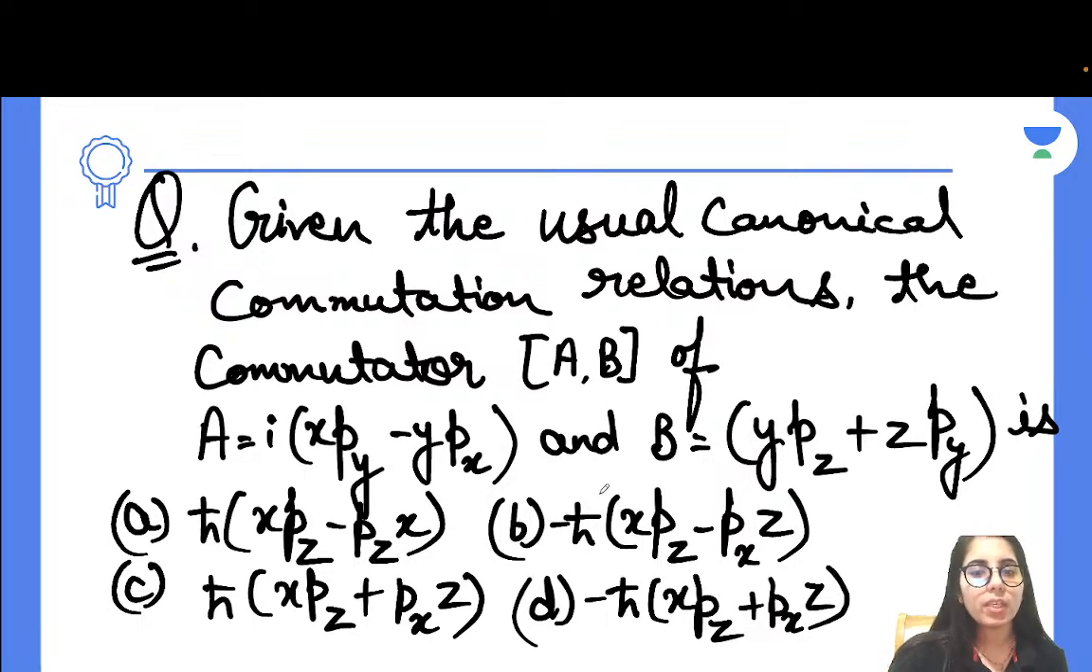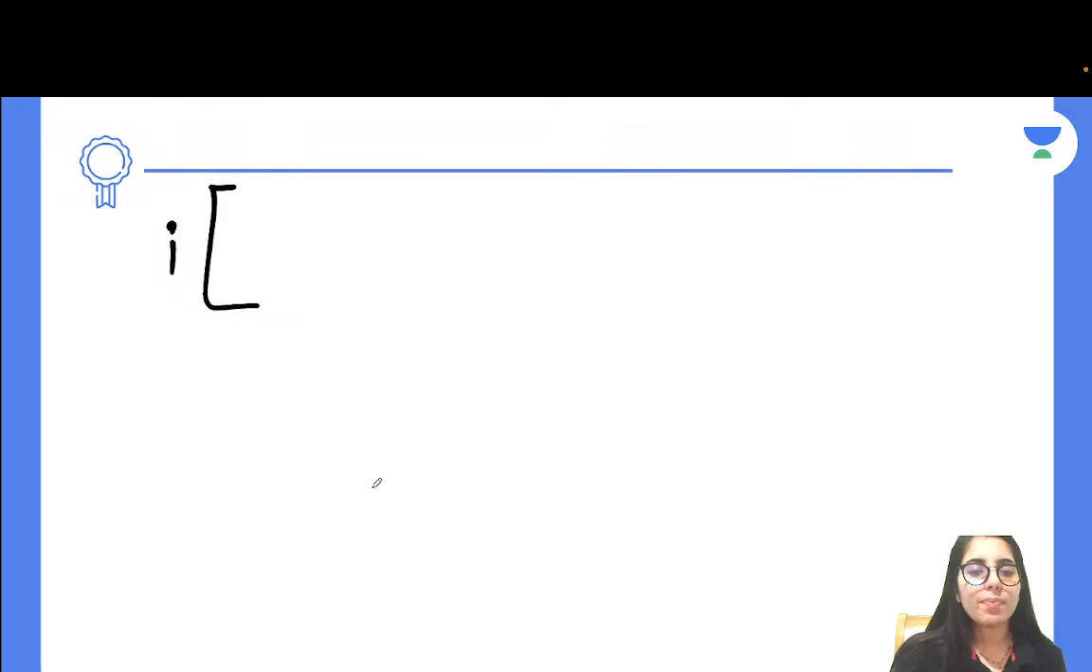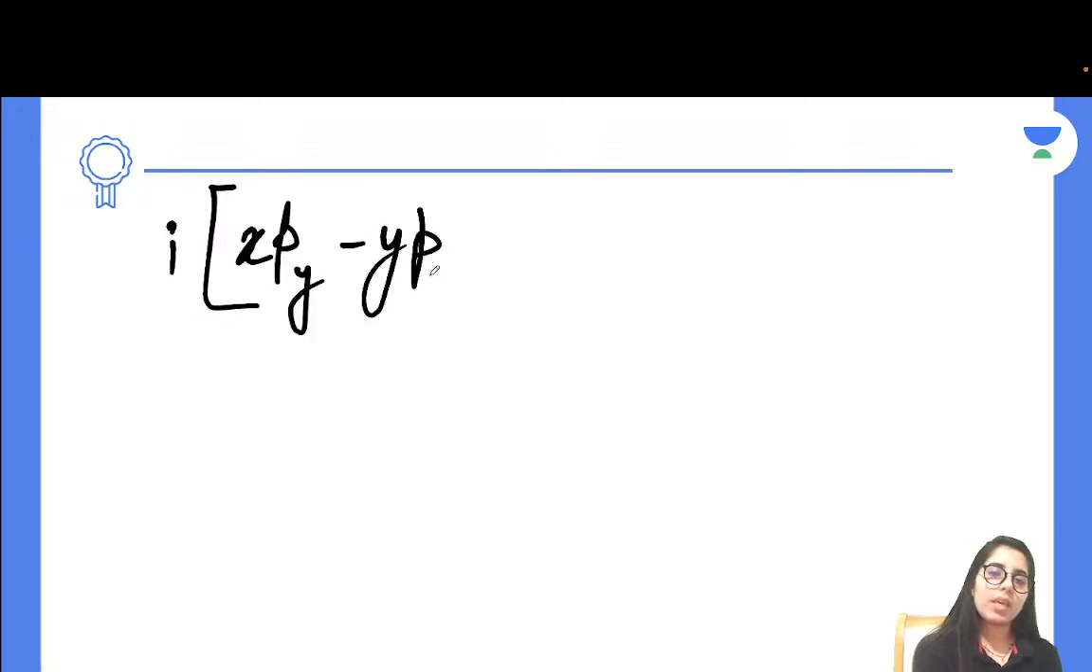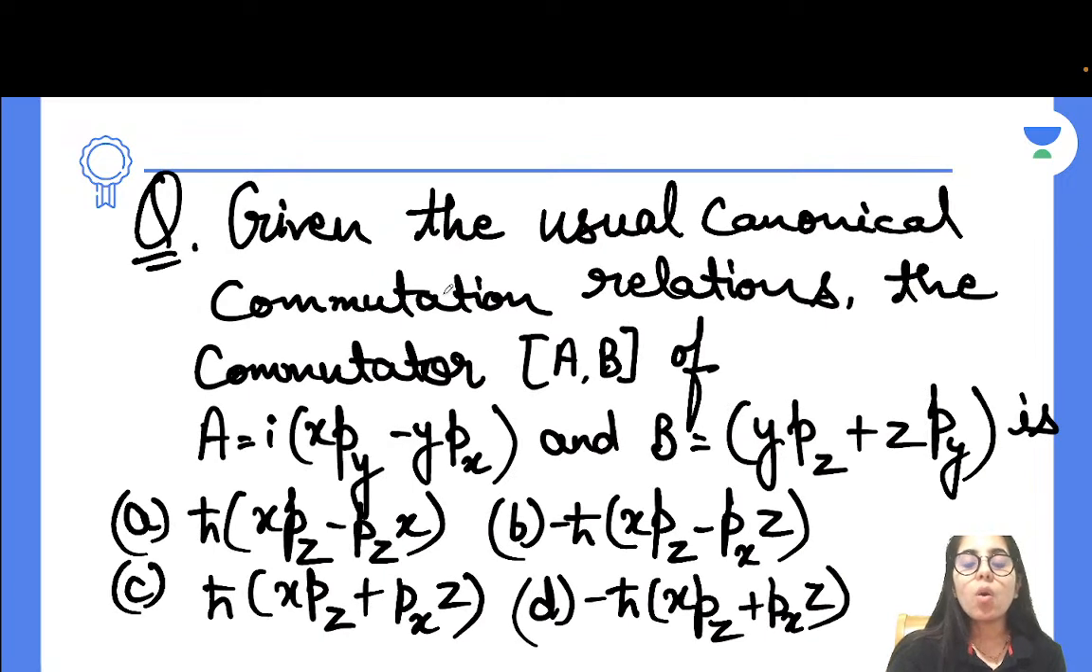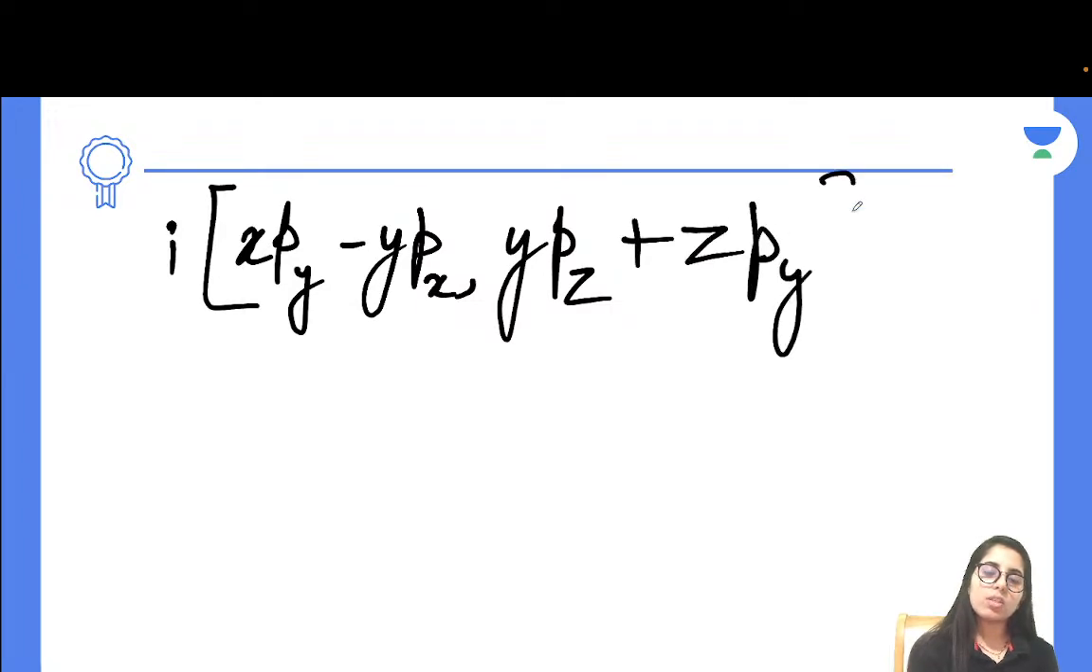Now, I'm going to tell you the approach I would like you to work on, which will make it quite easy for you. So, iota somewhere outside because it's common for the first term: (xpy minus ypx), (xpy minus ypx), comma, what next? (ypz plus zpy), (ypz plus zpy). This is what you will have.